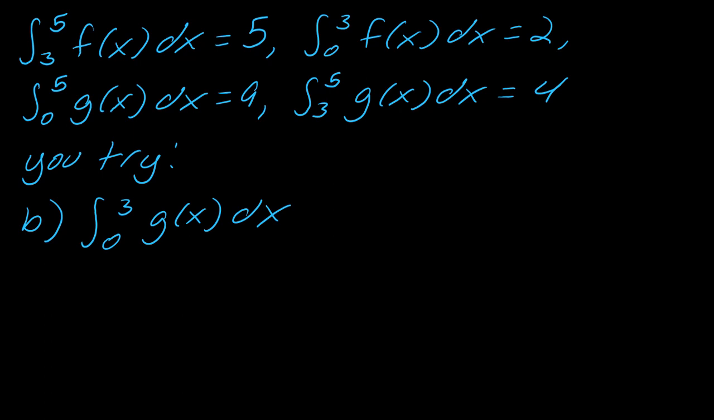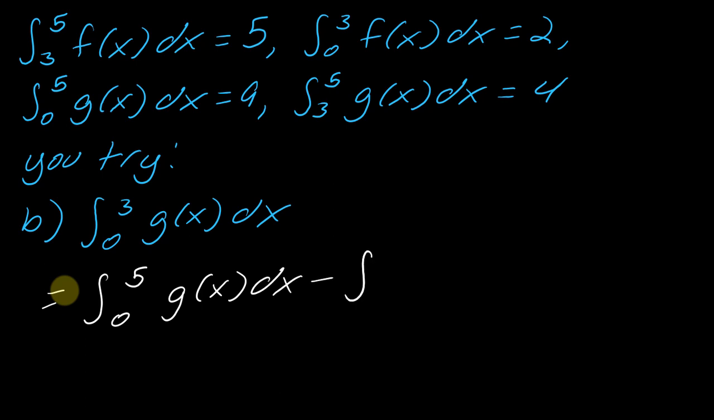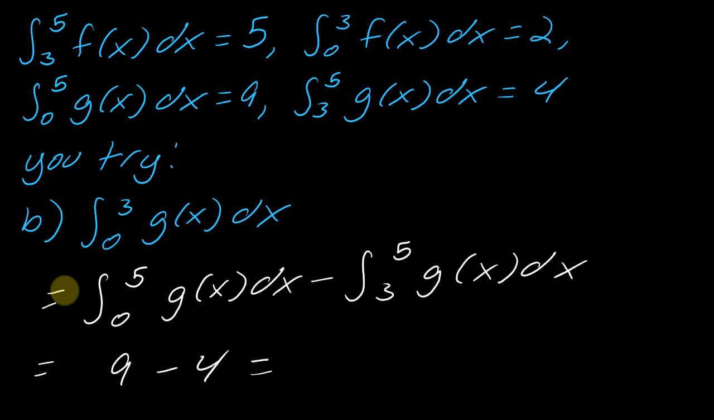So for this one, I actually am going to have to kind of back into this, right? I know that the value of this integral plus this integral would equal 9. So instead now I can just subtract. I can take the value from 0 to 5 of g of x dx, and then I can subtract off this value. So I get that this will be 9 minus 4. So the value from 0 to 3 will be 5.